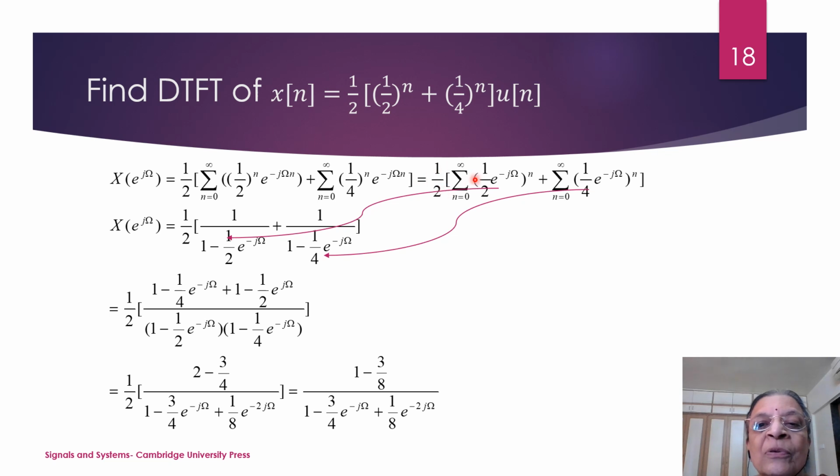So 1 upon 2 summation n varying from 0 to infinity, because it is multiplied by u[n]. What is the term here? Half e raised to minus j omega, raised to n. This term can be written as 1 by 4 e raised to minus j omega, raised to n. Whatever this bracket is, it will appear here in the closed form expression, same as the Z transform that we have done. If I simplify, I get this as the discrete time Fourier transform for the corresponding x[n].